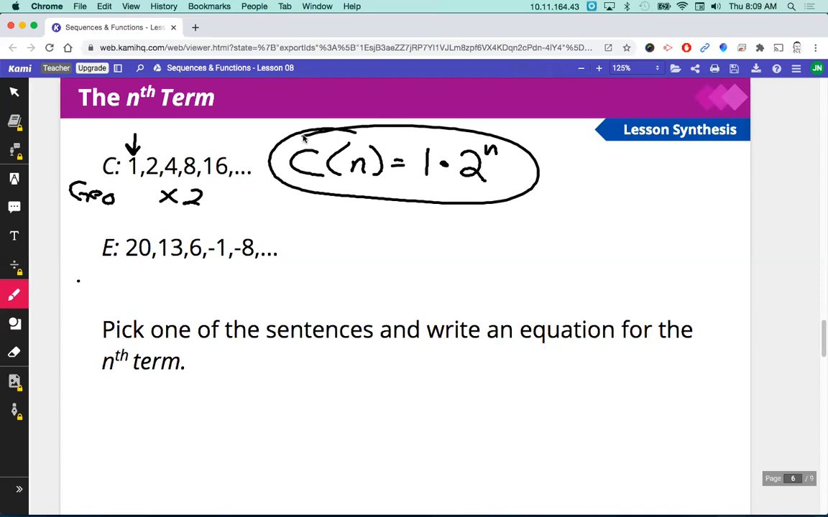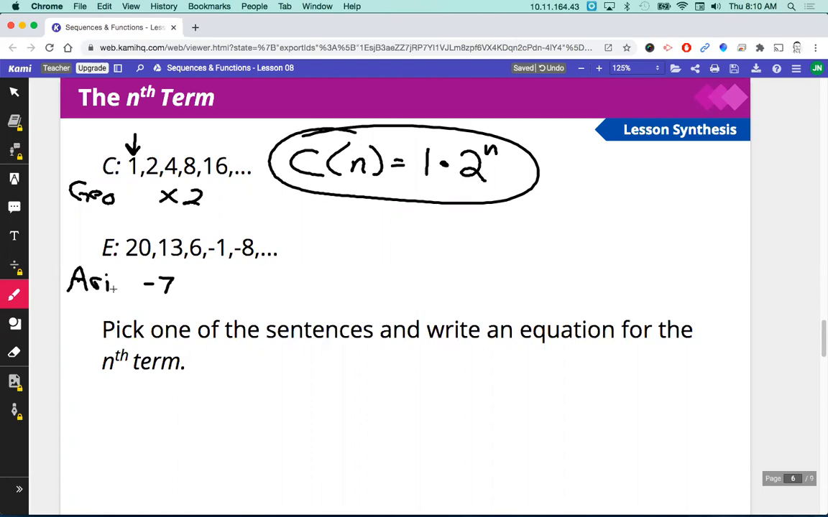For an arithmetic sequence, which is what the second one is, I know this is arithmetic because if I go from 20 to 13, I'm subtracting 7. 13 to 6, subtract 7. 6 to -1, subtract 7. We're doing the same subtraction every time, which makes this arithmetic.